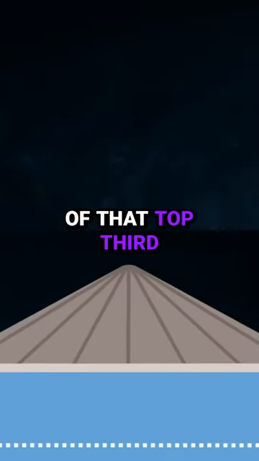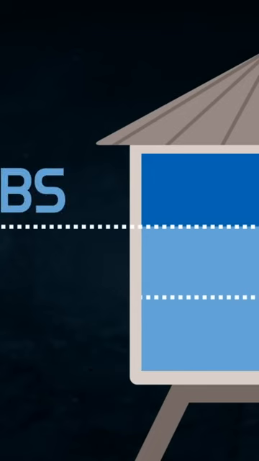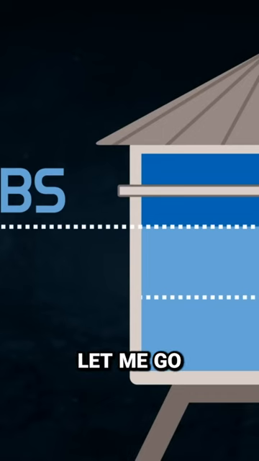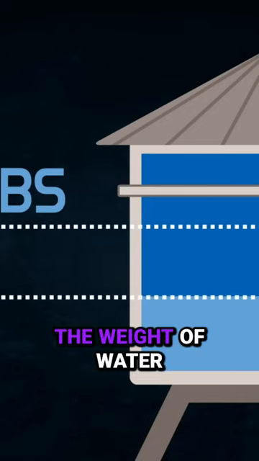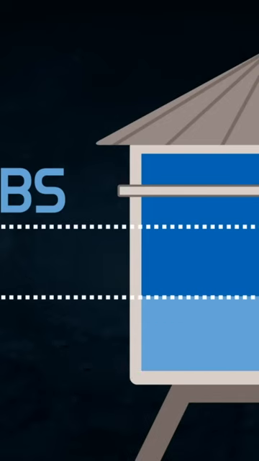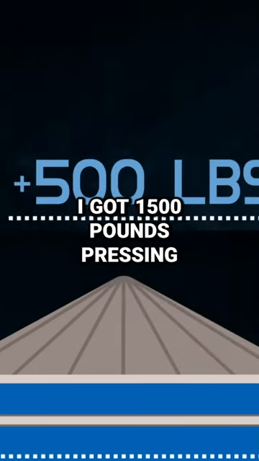So you can ask, what is the weight of the water of that top third? Call it 500 pounds. Okay? So now I put a little buckle around that, right at that spot. Let me go to the bottom of that. Now, what is the weight of water at that point? Well, it's the top part, 500 plus 500. It's 1,000 pounds. I got 1,500 pounds pressing down at the bottom.